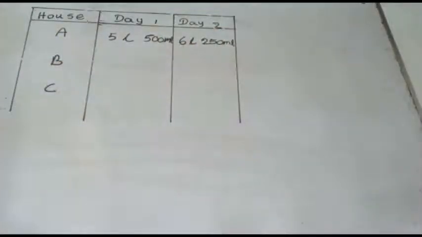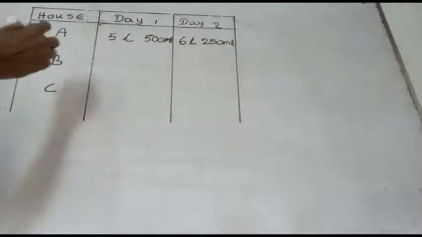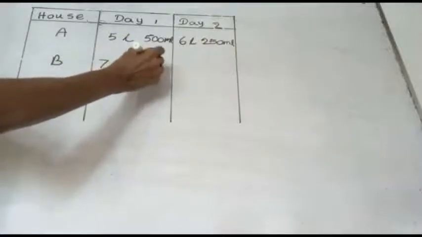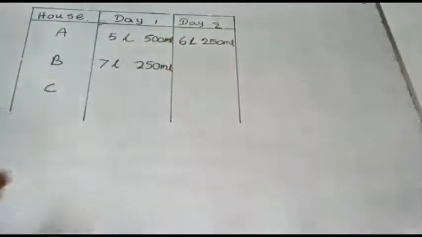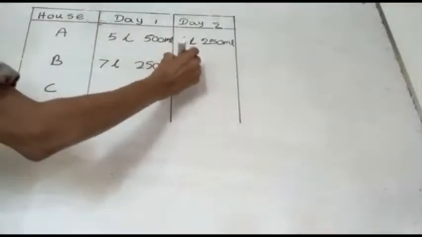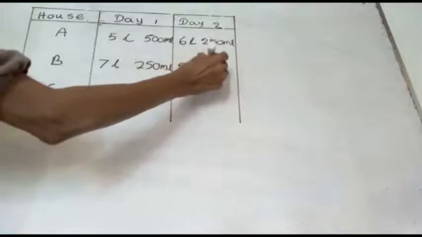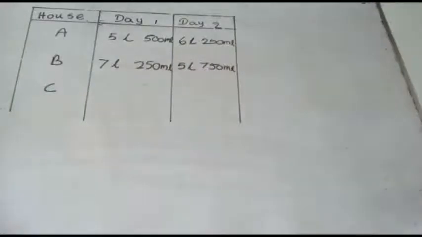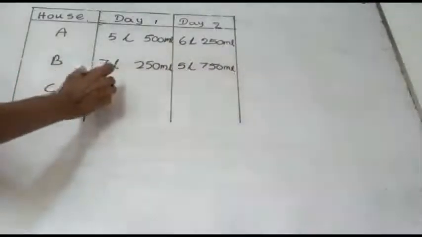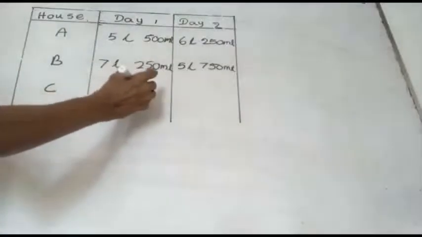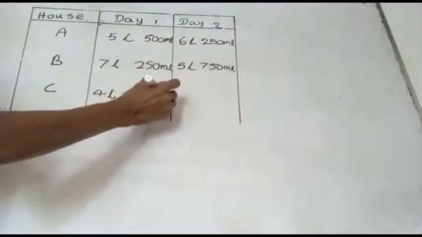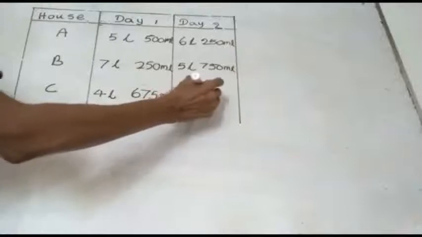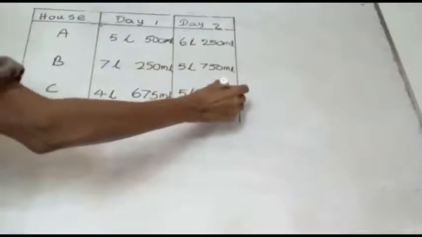House B. Day 1, 7 liters and 250 milliliters. Day 2, 5 liters and 750 milliliters. House C. Day 1, 4 liters and 675 milliliters. Day 2, 5 liters and 500 milliliters.